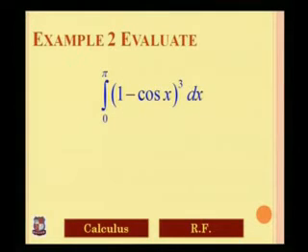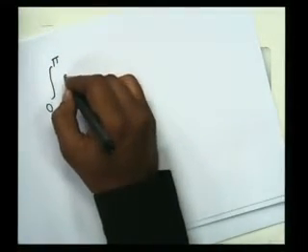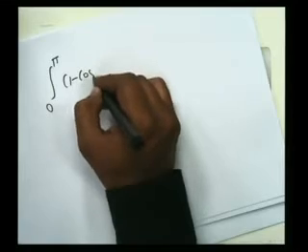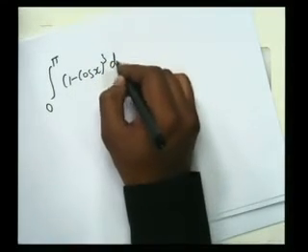Now the second example. In this second example, we are trying to evaluate the integration from 0 to pi of (1 minus cos x) cubed dx.